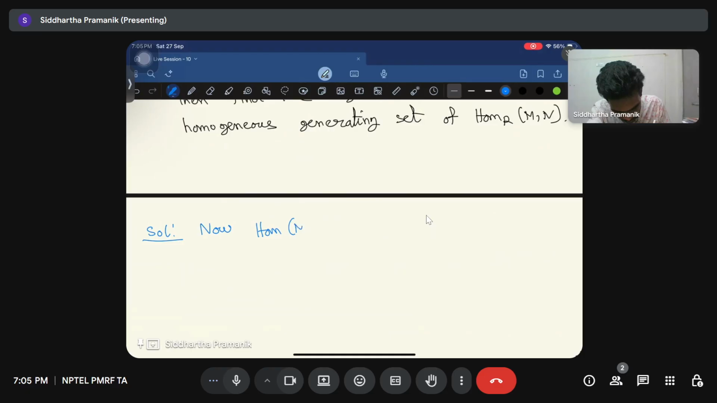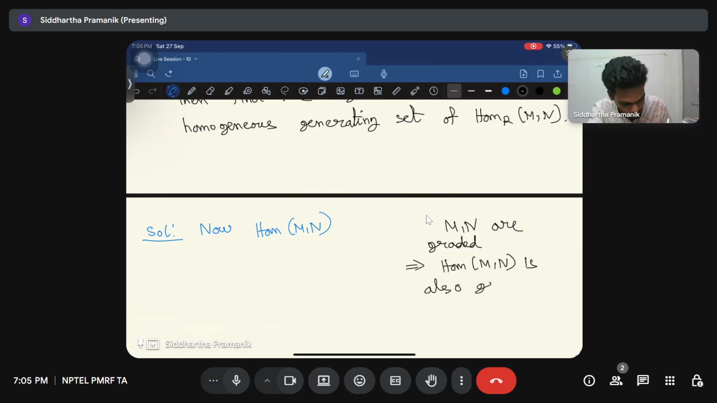Now, Hom(M, N). Okay, first, this is a graded set. So how to see this? M and N are graded, so that will imply Hom(M, N) is also graded. We are taking graded homomorphisms.